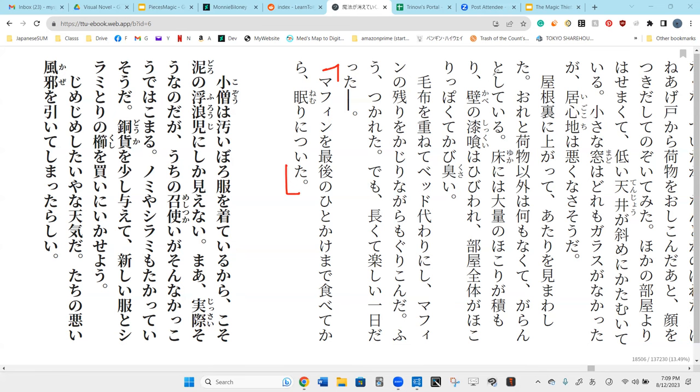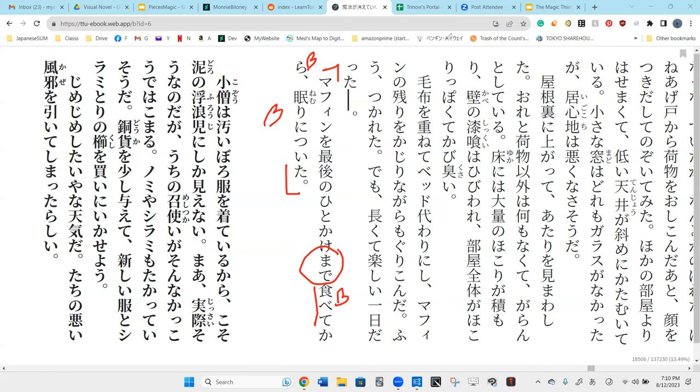Muffin o saigo no hitokake made tabete kara, nemuri ni tsuita. The last of the muffin, I ate. Then I fell asleep.